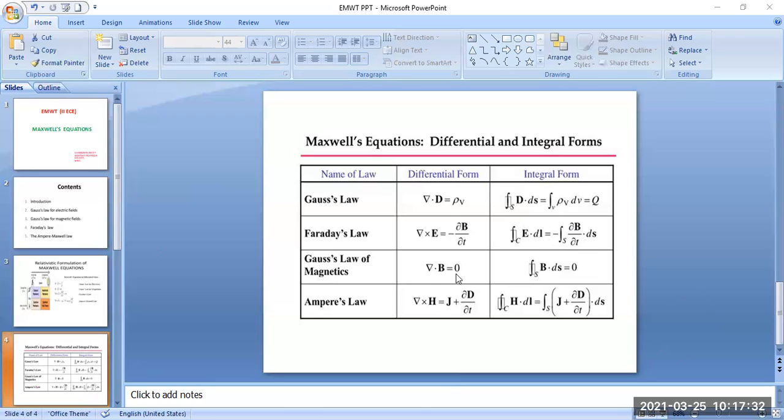Del dot B bar is equal to 0. That is nothing but divergence of a magnetic flux density is equal to 0. And here this equation contains the divergence of a vector, so we have to apply the divergence theorem. So we get differential form to integral form conversion.